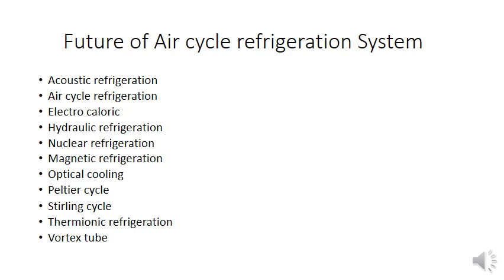First is acoustic refrigeration. Acoustic means the use of sound waves. Sound waves can be used in the refrigeration system because they can also be the carrier of heat. There is still some research work going on. Air cycle refrigeration means instead of using the ram air, we can use some air pockets in different zones so that it can be used to reduce the temperature. Air pocket type air cycle refrigeration.